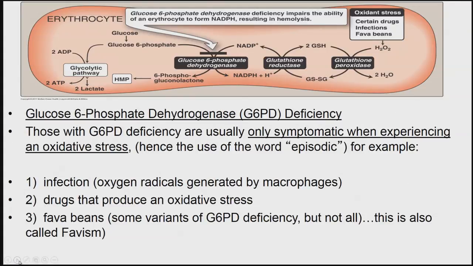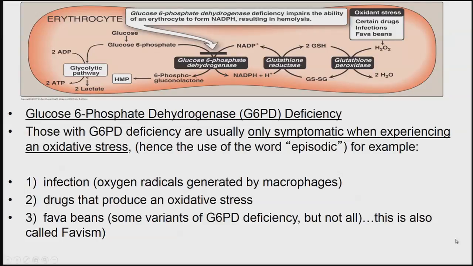People with G6PD deficiency are usually only symptomatic when experiencing an oxidative stress. Under normal circumstances, G6PD deficiency is not a big enough deal to cause a significant hemolytic anemia where you're going to see some kind of macroscopic symptoms. But anything that increases the amount of oxidative stress can precipitate an episode of hemolytic anemia and could potentially kill the patient if it's severe enough.